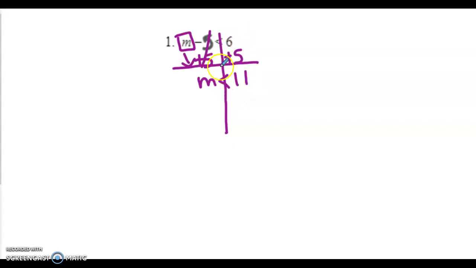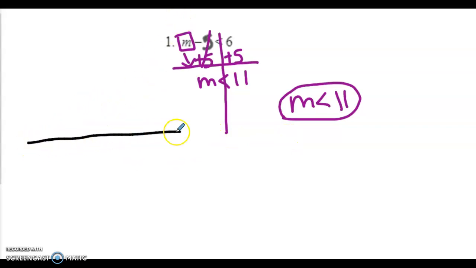The only time that you would change your symbol, and we're going to talk about this a lot more, is if you multiply or divide by a negative number, you have to flip your symbol. Otherwise, you keep it the same. So in this case, I have m is less than 11. It's not like your only solution is 11. 11 actually isn't even an answer because it doesn't say it's equal to 11. It says that any number less than 11 can be a solution.